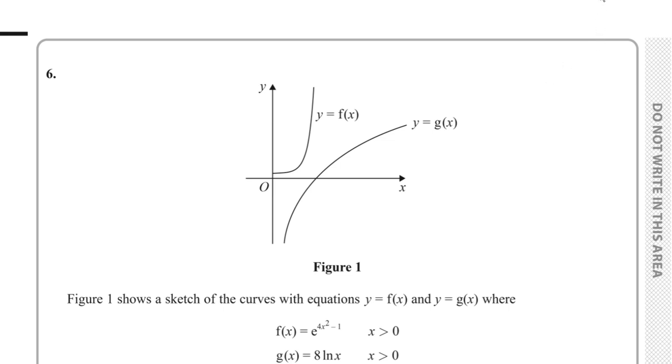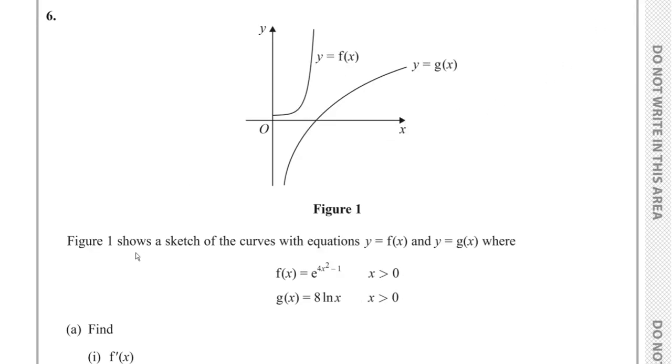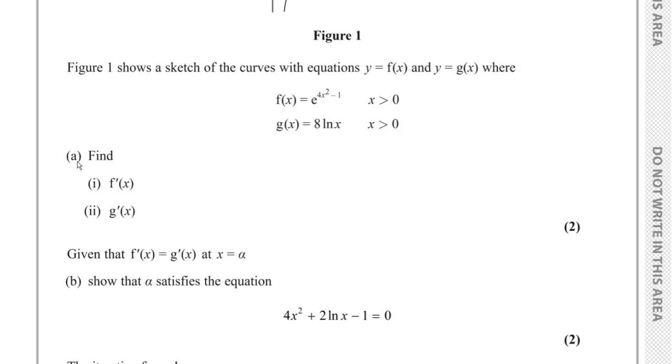Question number 6. Figure 1 shows a sketch of the curves with equations y equals f of x and y equals g of x, where f of x equals e to the 4x squared subtract 1, where x is greater than 0, and g of x equals 8 times the natural log of x, where x is greater than 0. For part A, find for the first part of part A f dash of x, and for the second part of part A g dash of x.